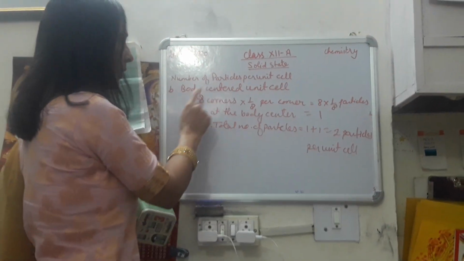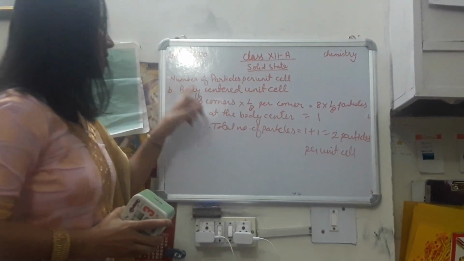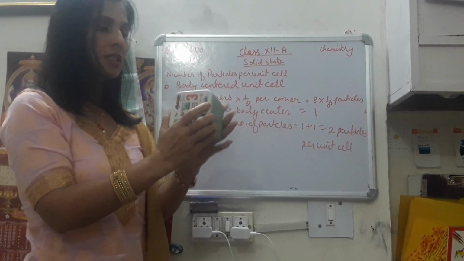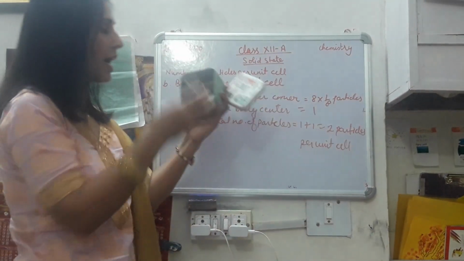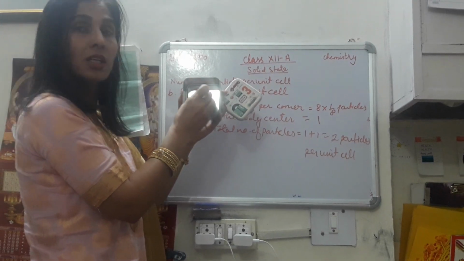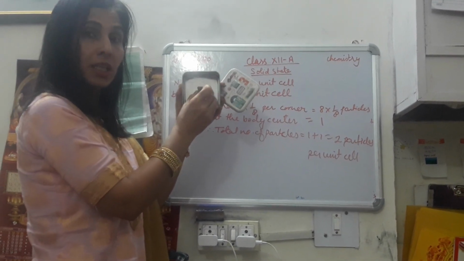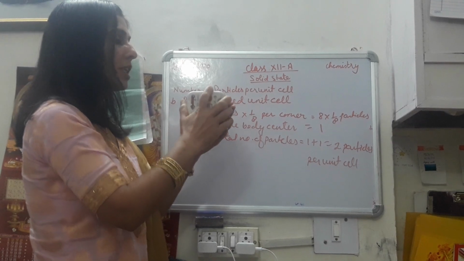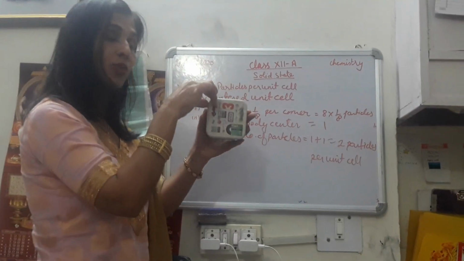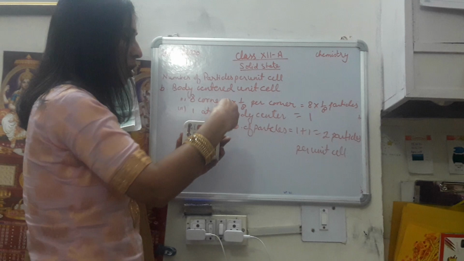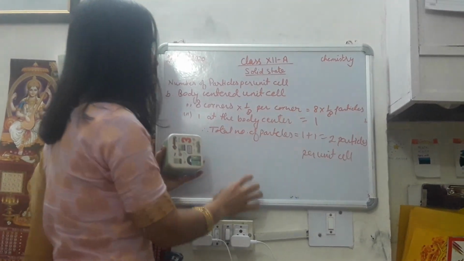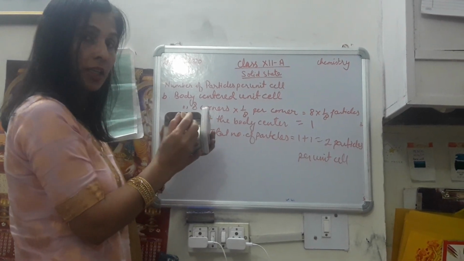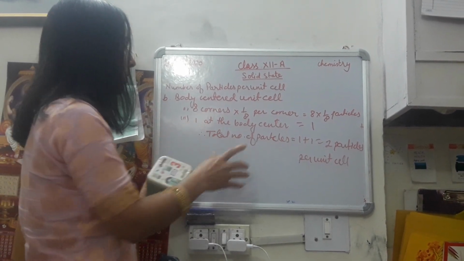And now children, number of particles per unit cell in body-centered unit cell. This is one simple cubic unit cell, and say for example I have one more particle at the center of the body of this unit cell, then it will be here. So this unit cell now has 1 by 8 from each corner, which will make one complete particle, and then one more particle at the center of the body will contribute 1.